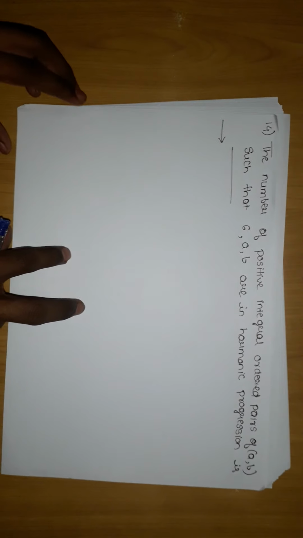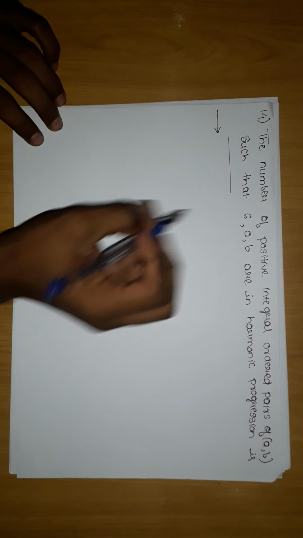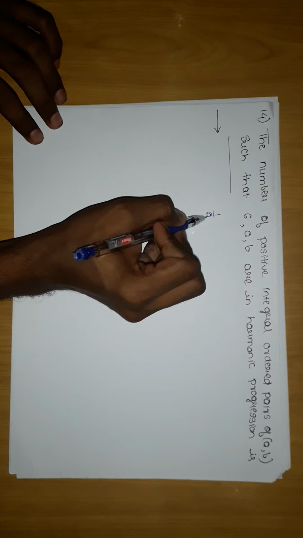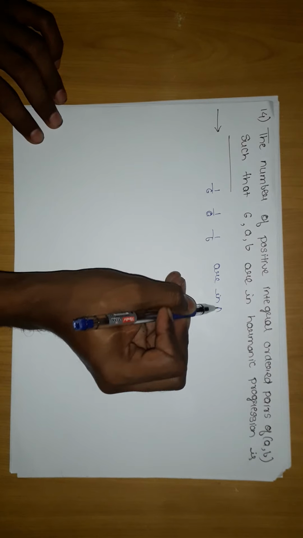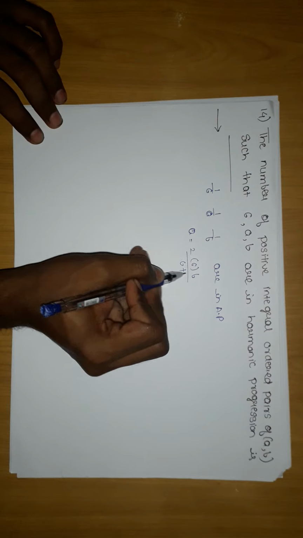So question number 14 is this one. The number of positive integral ordered pairs (a, b) such that 6, a, b are in harmonic progression is... For them to be in harmonic progression, let's apply the harmonic progression condition, which is that their reciprocals will be in AP. I will write it like this: 1/6, 1/a, 1/b are in AP. So from here I can easily get a = 2·6·b/(6 + b).